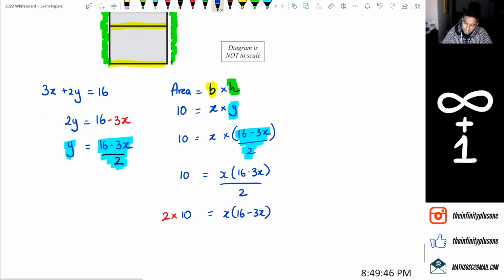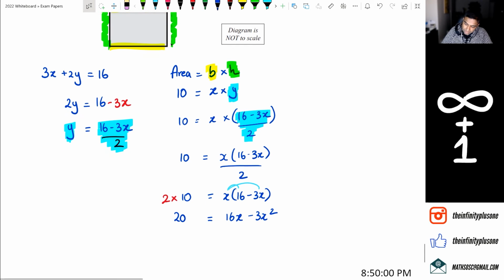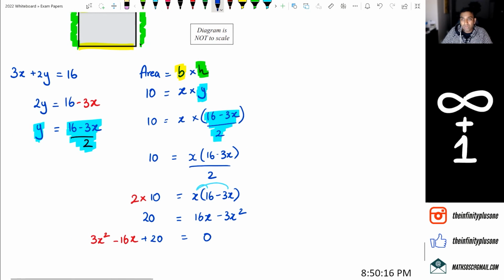So what I have here is 20 equals, and I'm going to expand the brackets now. I've got x times 16 and x times minus 3x, which gives me 16x minus 3x squared. Rearranging this, I bring the 3x squared to this side, which becomes positive 3x squared. The 16x comes to this side and becomes minus 16x, plus 20 equals 0. At this point, I need to factorize and figure out what x is. So I've got 3x squared minus 16x plus 20 is equal to 0.